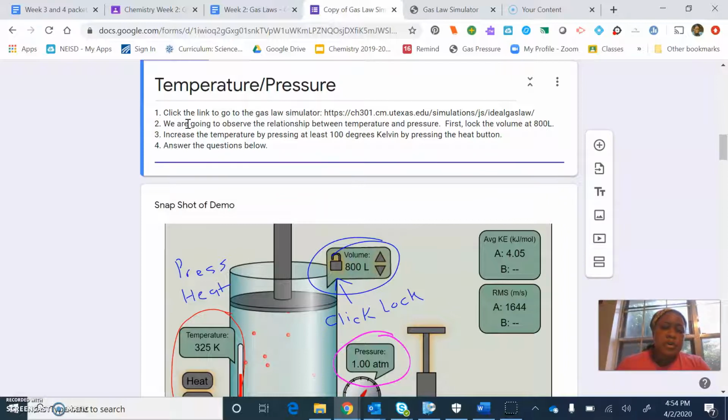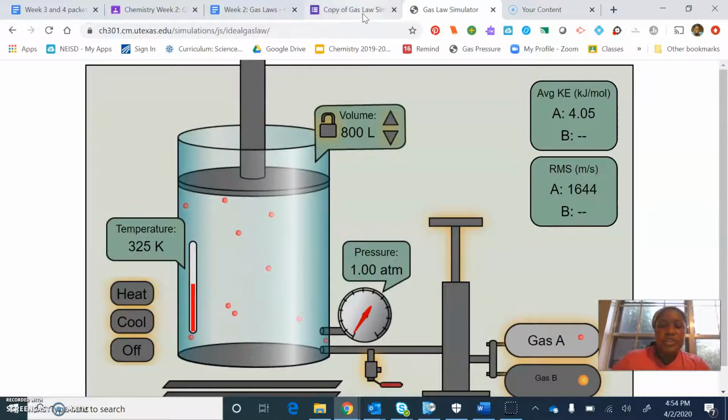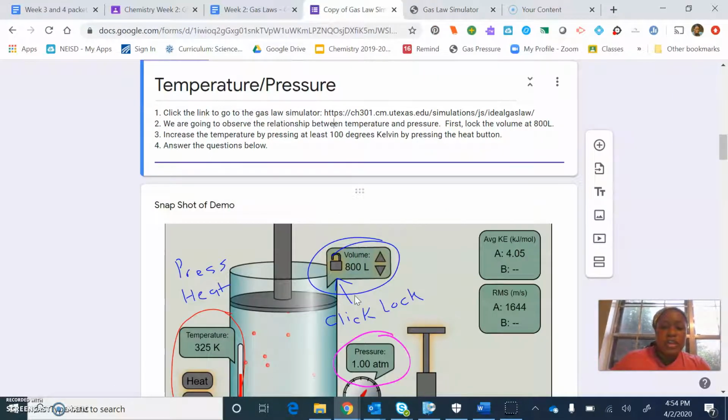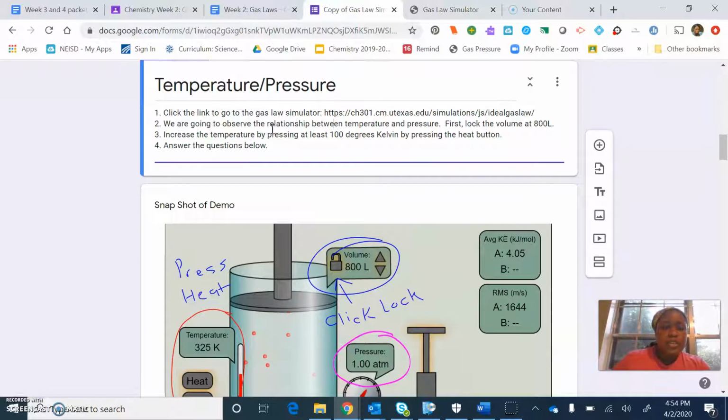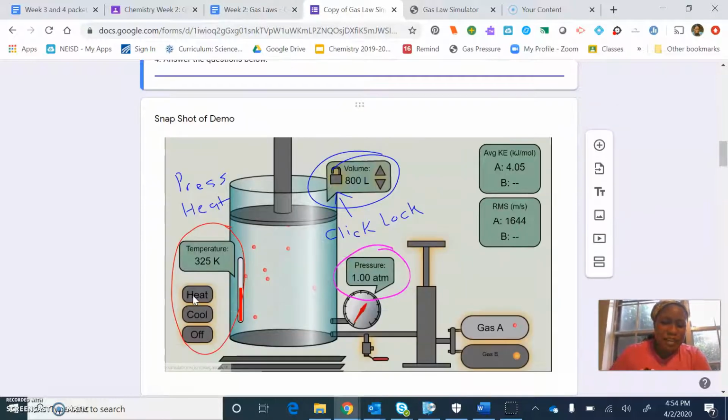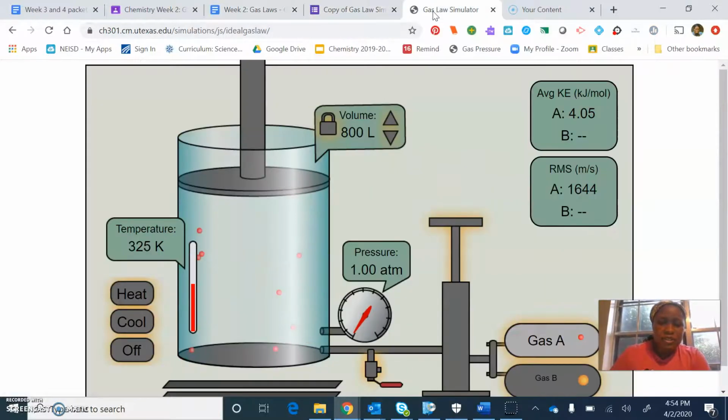Second step says we're going to observe the relationship between temperature and pressure. First, lock the volume at 800 liters. So on here, I circled it and I said click lock, which is what you do. Then we're going to increase the temperature by at least 100 degrees Kelvin by pressing the heat button. Ooh, typo. Need to fix that. So we're going to press the heat button and increase the temperature about 100 degrees Kelvin. Note what is happening to the pressure.